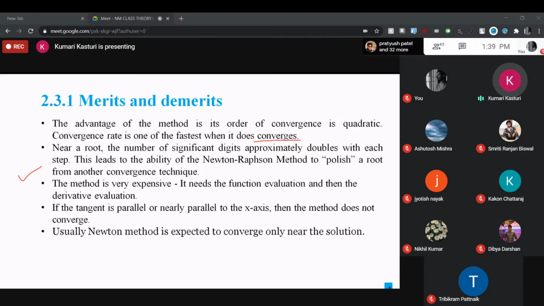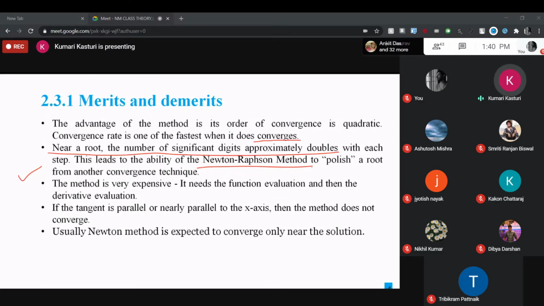Near the root, the number of significant digits approximately doubles with each step. This leads to the ability of Newton-Raphson's method to polish the root from another method. In a simple line, if you take the initial guess correctly, then you are able to get the converged value after 4 to 5 iterations. It will not take more than that. That is the advantage of Newton-Raphson's method.